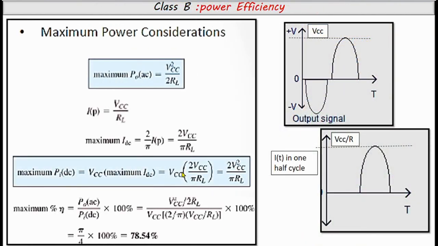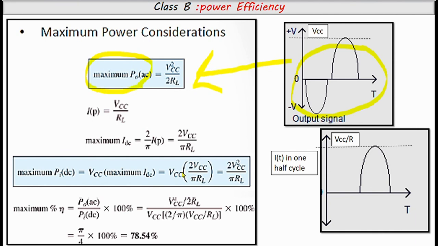Now the calculation of power efficiency for class B amplifier. We can see that if we use two MOSFETs or two BJTs, then we will get the whole output for 360 degrees. The AC power is given by RMS value squared upon RL. RMS value is VCC upon root 2, so it is VCC squared upon 2 RL. This is the AC output power.